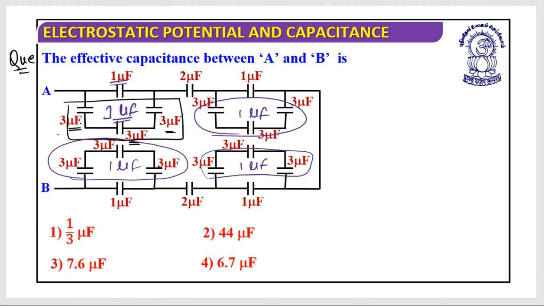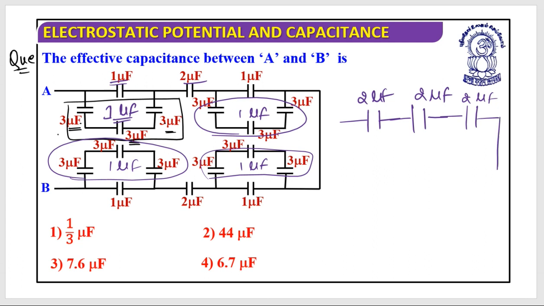Now this 1 microfarad and this 1 microfarad are in parallel, and when they are in parallel, it's C1 plus C2. So it's 2 microfarad. Next, it's 2 microfarad. Next, again 2 microfarad. Now it's this 2 microfarad, and this is 1 plus 1, again 2 microfarad. This is even 2 microfarad.